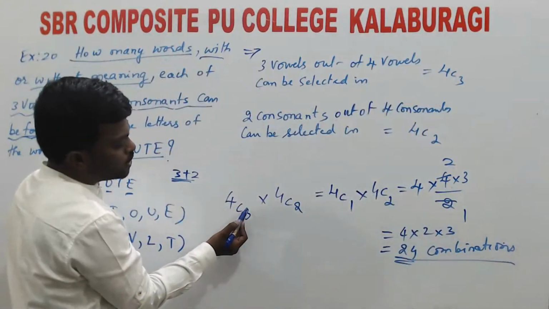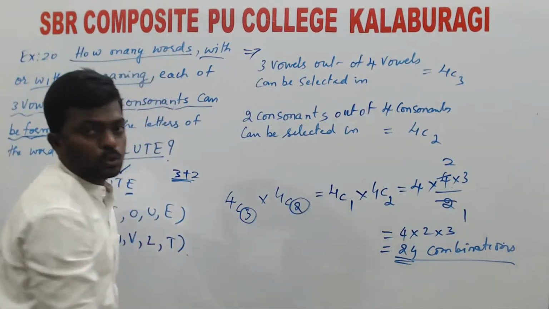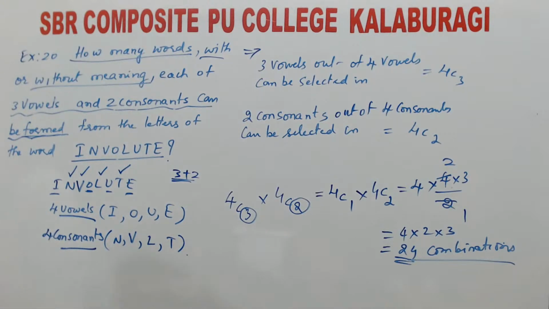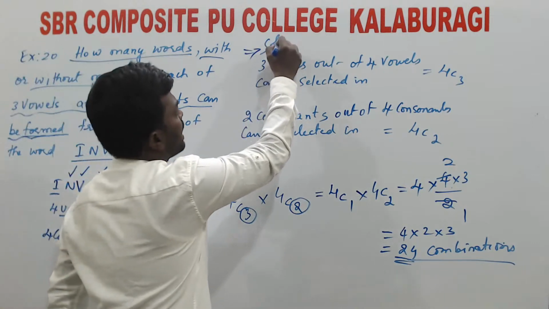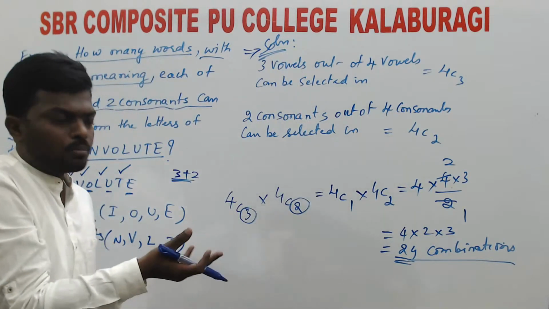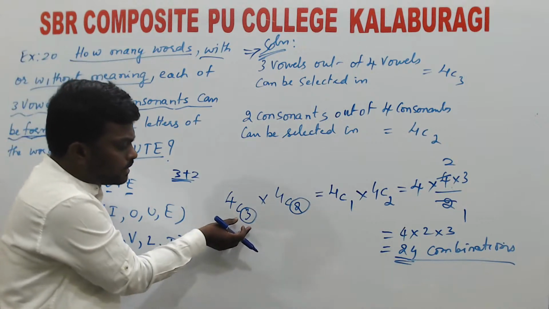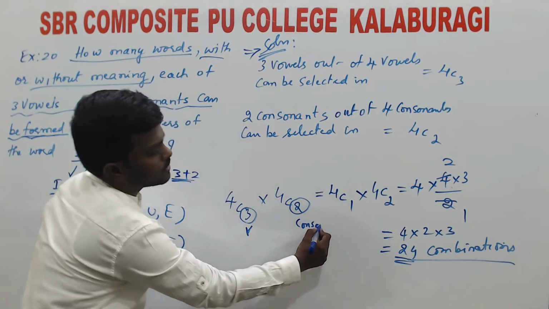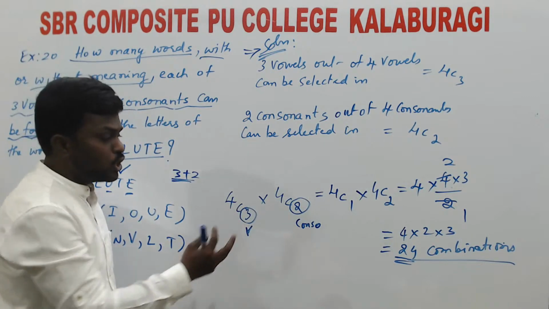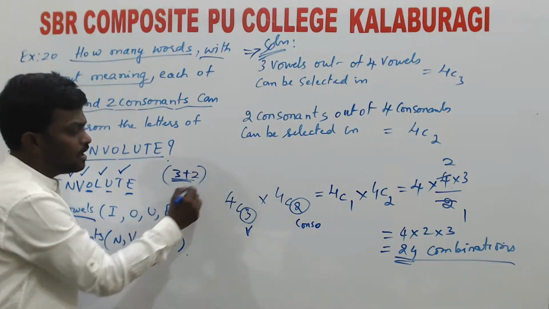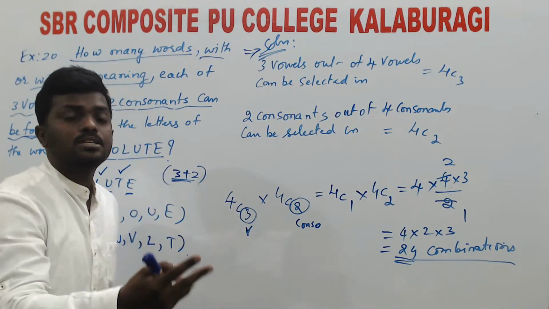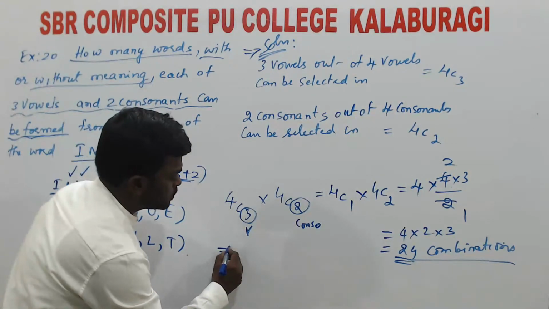24 combinations using 3 vowels and 2 consonants. Now we have just selected, students. We have just written how many combinations can be made out of 3 vowels and 2 consonants. So how many letters are there in total? We have seen 5 letters. So those 5 letters can be arranged in how many ways, students?